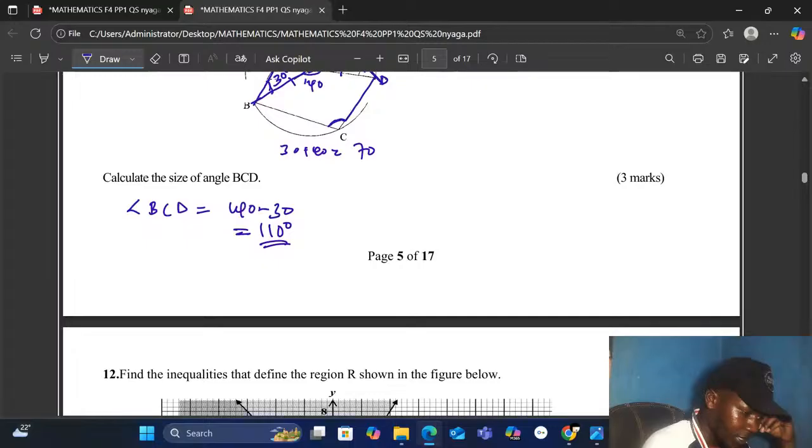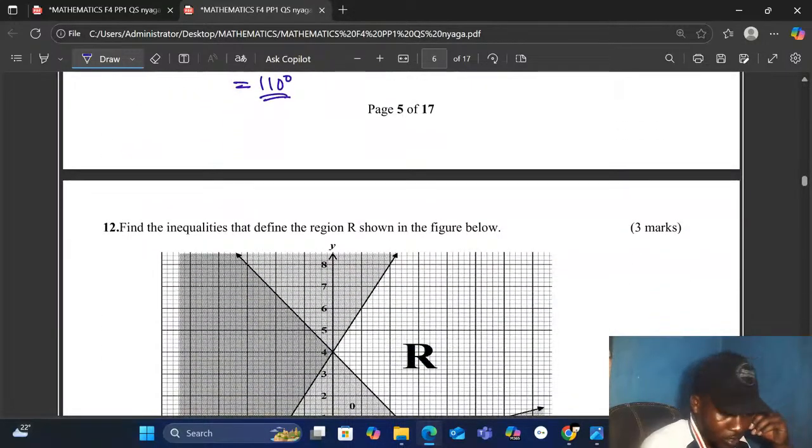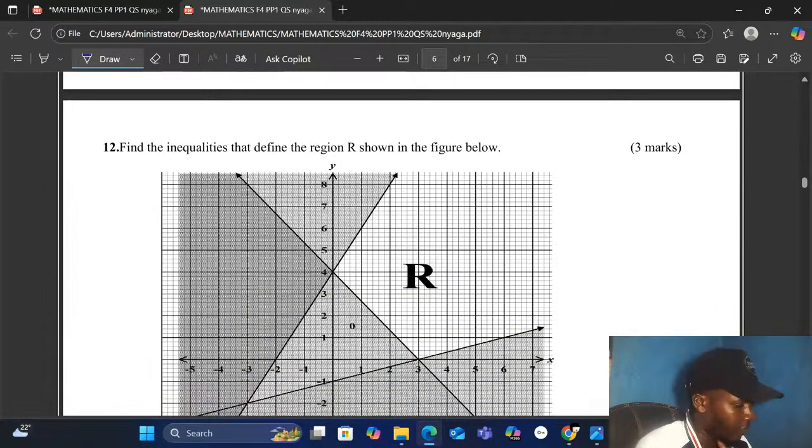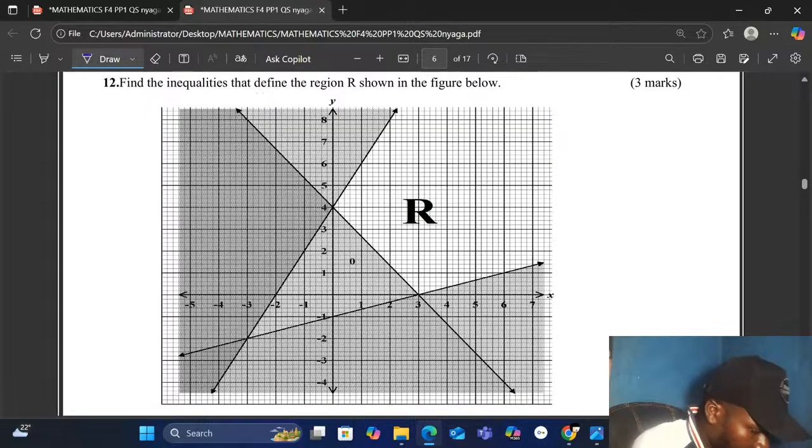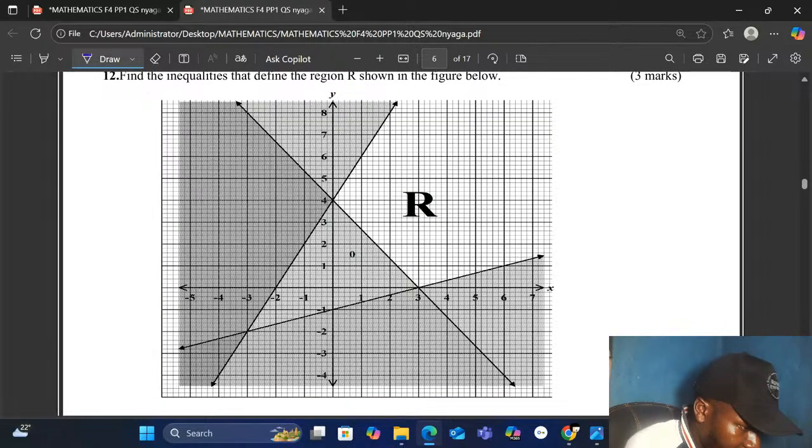3 marks. Then we move to the 12th question. Find the inequalities that define the region R shown in the figure below. Now, when you look closely, you can see that we have a shaded region and the required region.